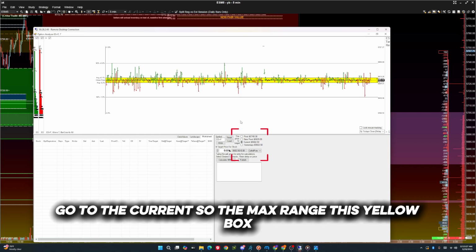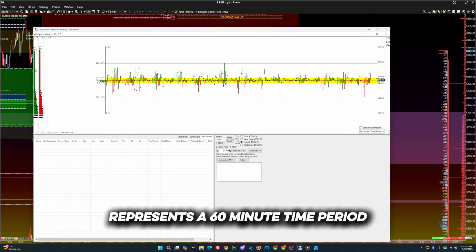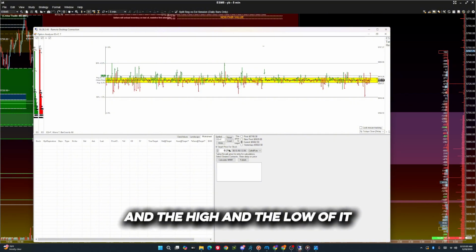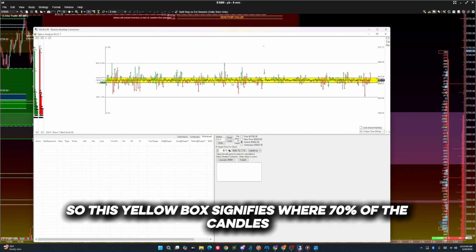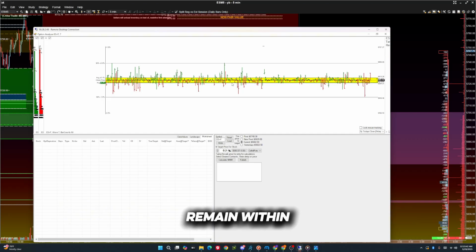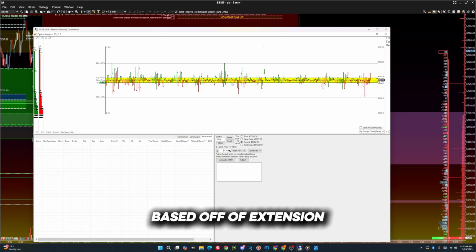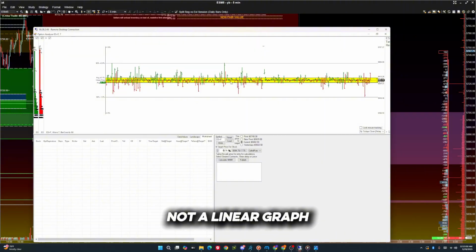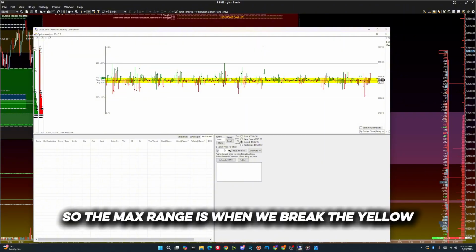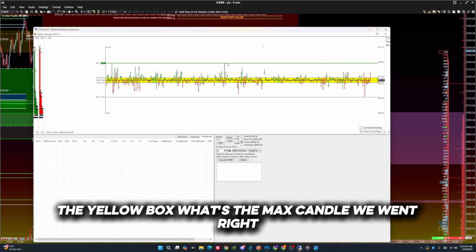So the max range, this yellow box: each one of these candles represents a 60-minute time period and the high and the low of it, whether it was a bullish candle or bearish candle, and the open and the close of it. So this yellow box signifies where 70% of the candles remain within. 70% of the 60-minute candles, based off of extension, not actual price, since it's a fractal graph, not a linear graph. So the max range is when we break the yellow box, what's the max candle we went, right?